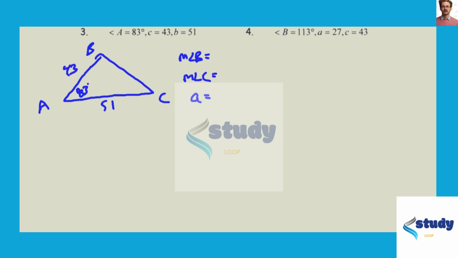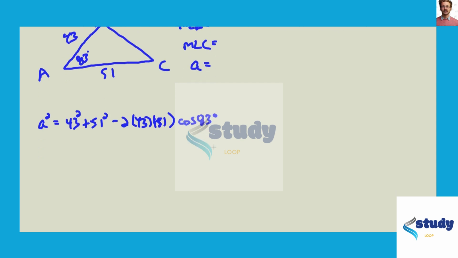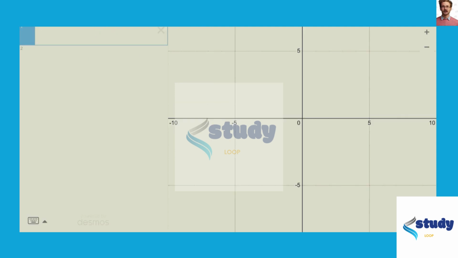We can say that A squared is equal to 43 squared plus 51 squared minus 2 times 43 times 51 times the cosine of the included angle. That's the law of cosines. And so A would be the square root of all of that. So we can go right to a calculator here. Just make sure you are in degree mode.